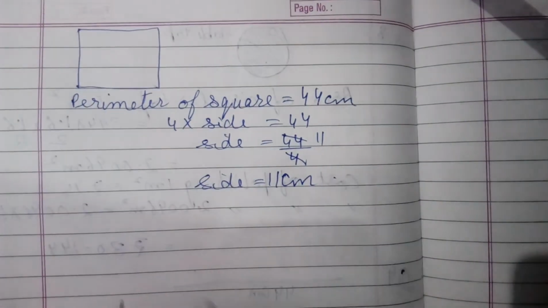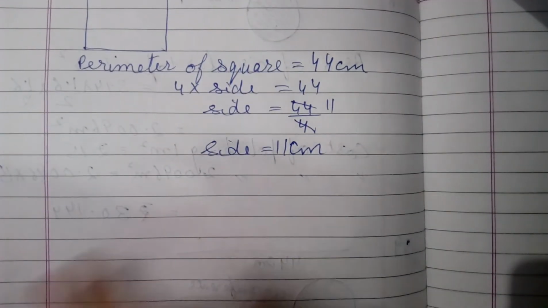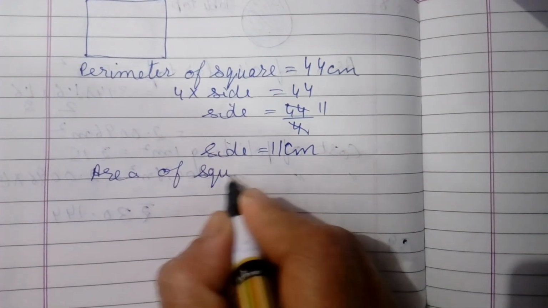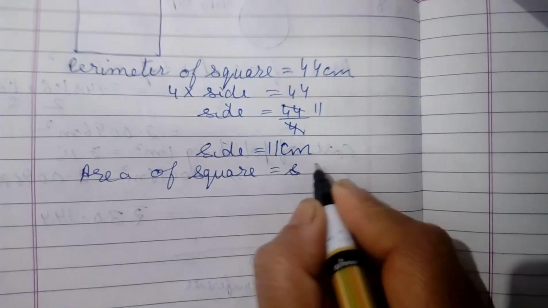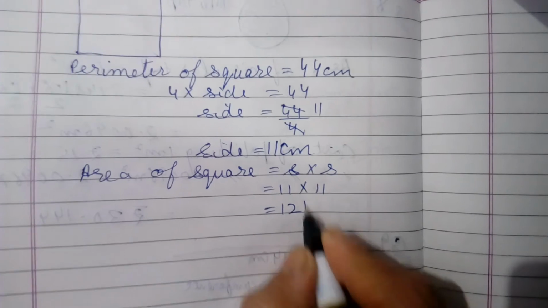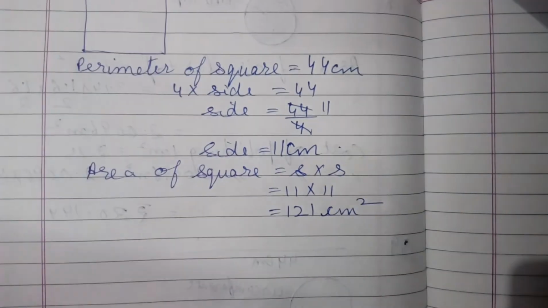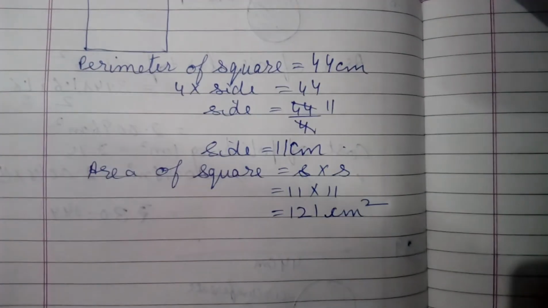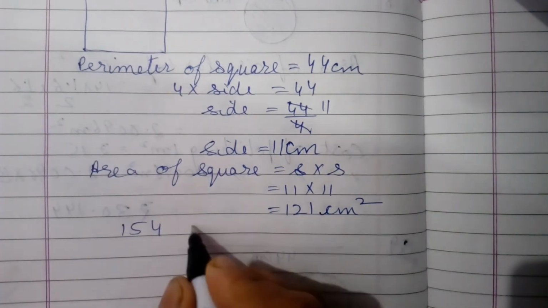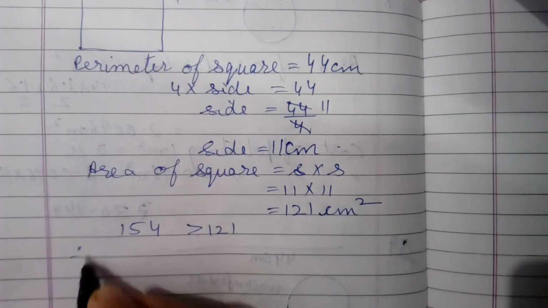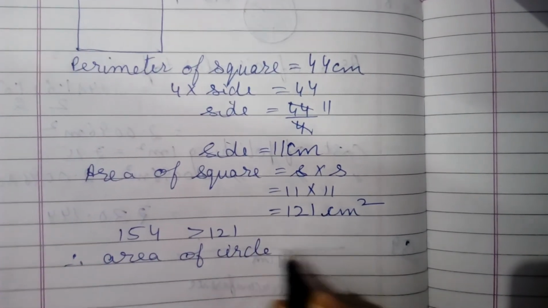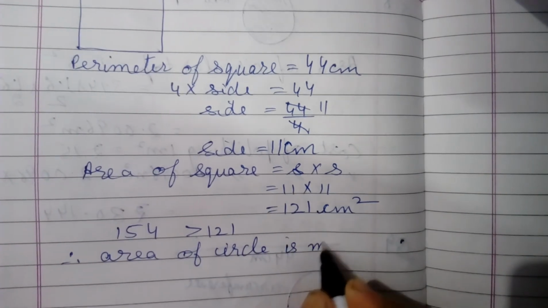Now they asked which encloses more area, so we will have to find area of square also. Area of square, what is the formula? Side into side, 11 into 11. What is the square of 11? 121 centimeter square. And the area of the circle is 154. So 154 is more than 121, therefore area of circle is more.